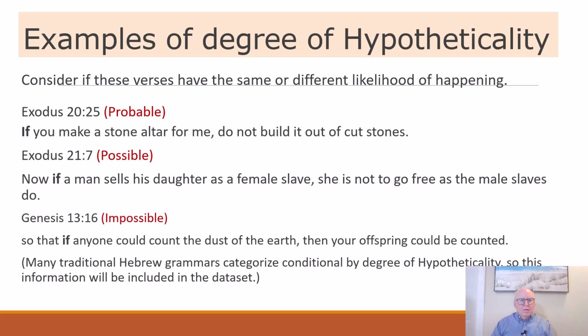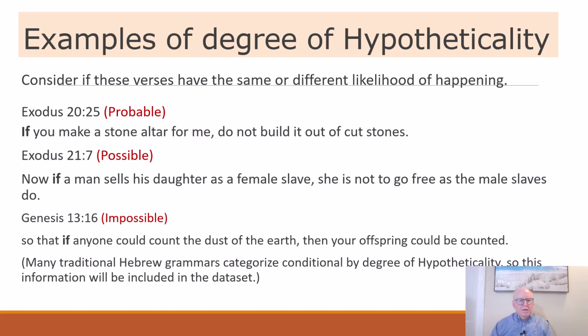So a common way of categorizing conditionals in traditional Hebrew grammars is how possible something is, or the degree of hypotheticality. So let's look at a few verses. Exodus 20:25. "If you make a stone altar for me, do not build it of cut stones." I would say that's probable. It's probable they'll make an altar, but not guaranteed. The probability has to do with the P statement. It's not based on the Q statement.